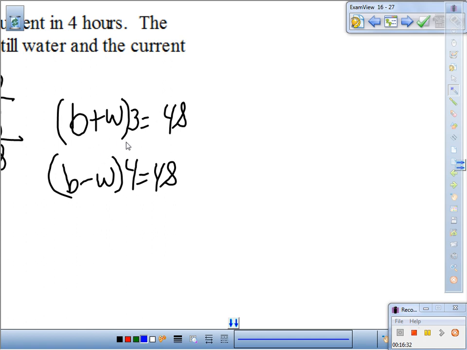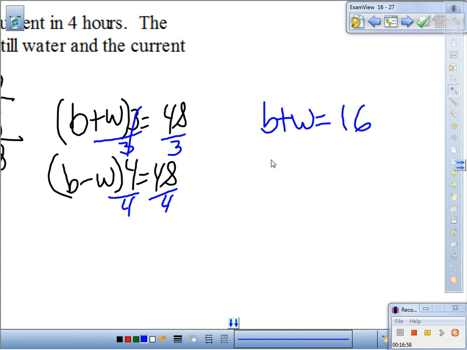Helena, help him out. Divide by 3 on both sides. That leaves us with B plus W equals 16. And everyone, what do we do with this one? Divide by 4. So it's B minus W equals 12.